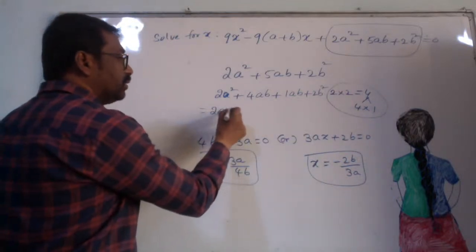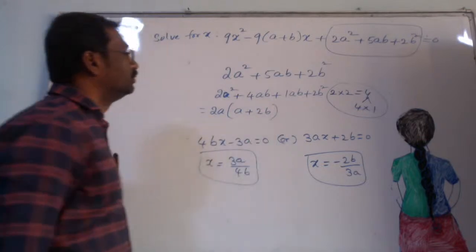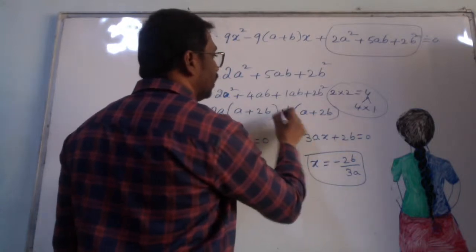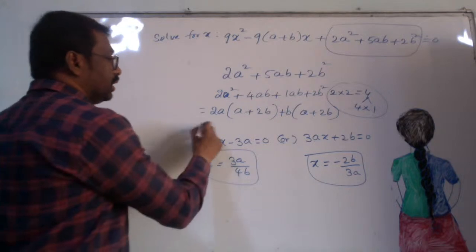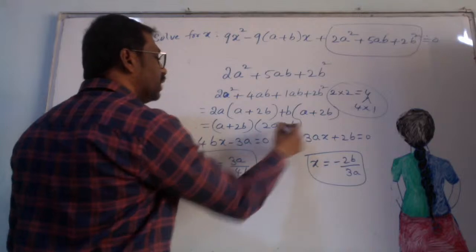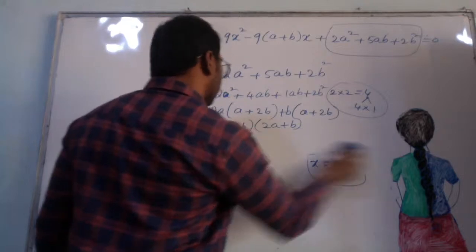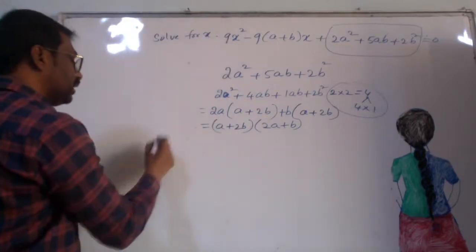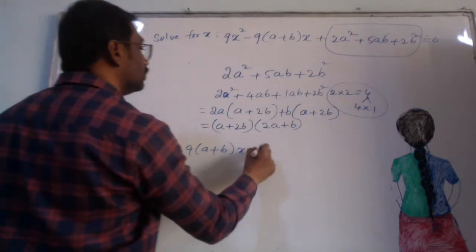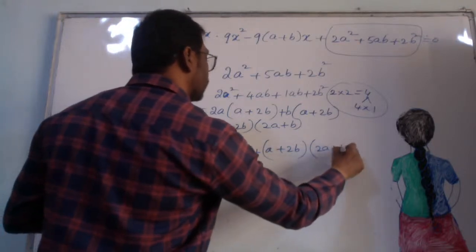So 2a square plus 4ab plus ab plus 2b square. When you take 2a common, you get a plus 2b. In the same way, when you take b common, you get a plus 2b. So you can get (a plus 2b) times (2a plus b). So we got two factors. Now take the given equation. For the constant place, write the two factors.